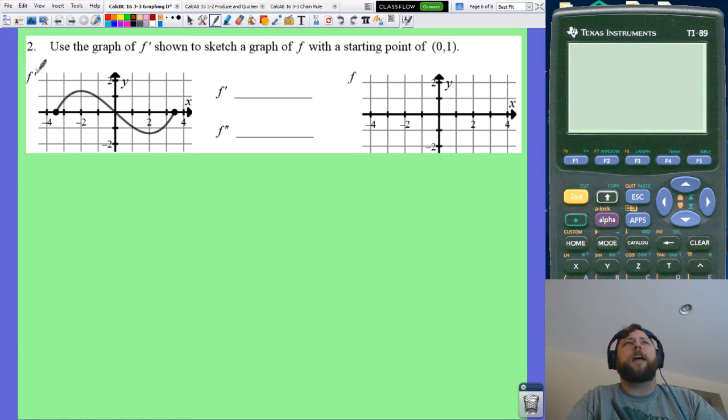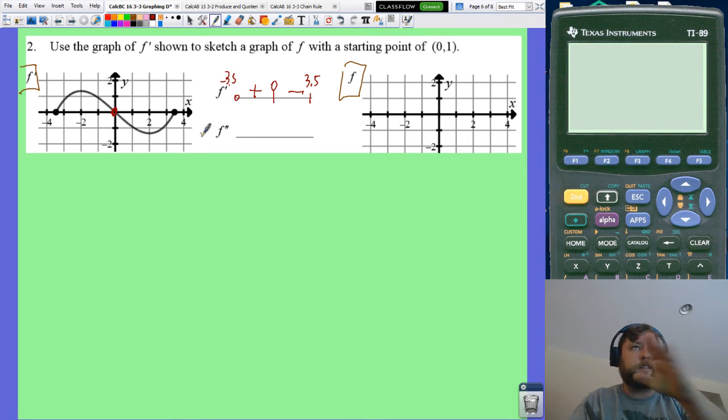So here's another example. I have the f prime graph. I want to eventually get to the f graph. So follow me along here, okay? I'm going to do a number line for f prime. Is f prime going to be positive or negative? Now looking at this graph, f prime is positive from negative 3.5 to 0. So at x equals 0, f prime is going to be positive. And then from 0 to 3.5, f prime is negative. All right? This goes up to 3.5. And this goes down to negative 3.5. All right, so that's what that function looks like.